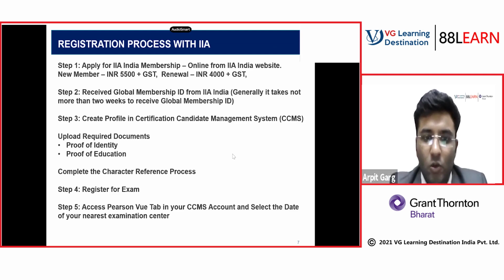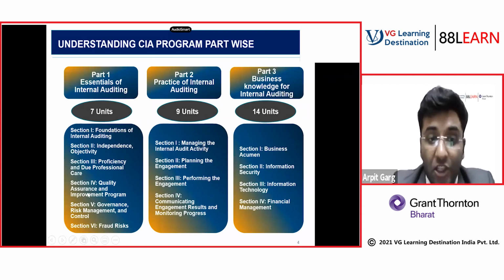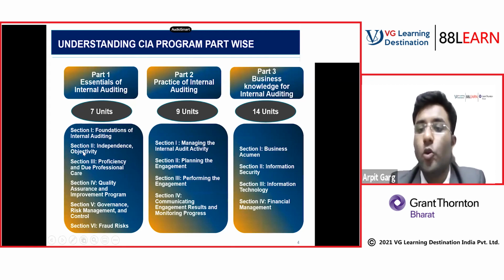I have another question from Vijaya, asking how the split of units versus sections differs. Sections are the broad sections. If I go to the previous slides, in Part 1 we have 7 units and 6 sections. Section 1 is foundation of internal auditing, which is one section. Sections 2, 3, and 4 are basically only unit 2 of the GLEIM material. So sections are divided into broad sections, and the number of units is the number of chapters in the GLEIM study material.